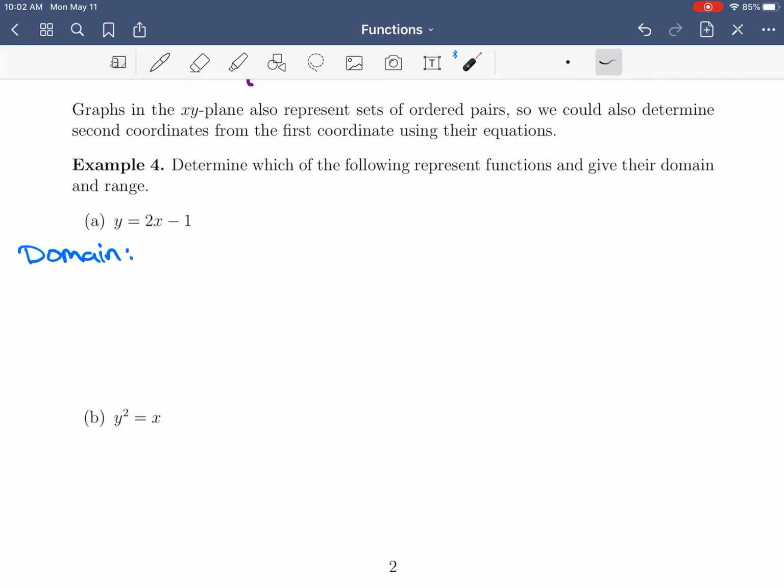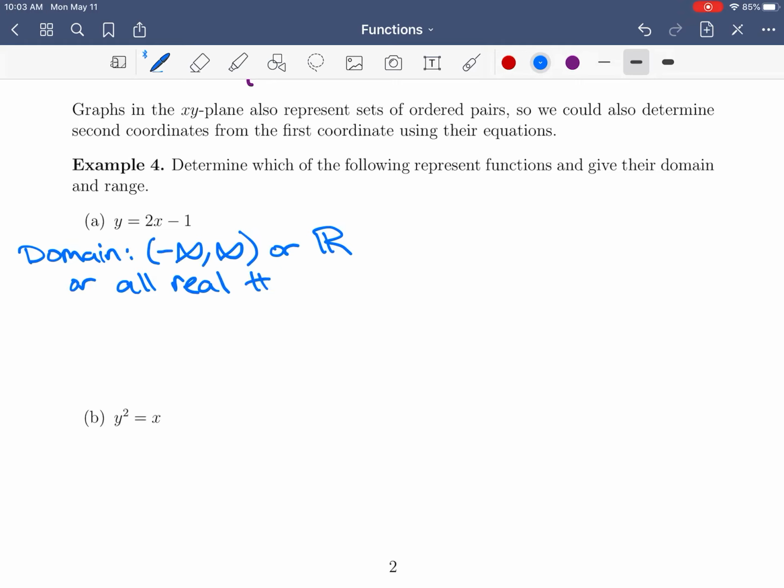Well, if I take any number for x and I multiply by 2, that's fine. I'm just going to get some other number. And then I take that and subtract 1, still some other number. So the domain, if we use interval notation, is going to be negative infinity to infinity. So any real number is going to work. Another way we might write this is with a boldface R, or you might say all real numbers are the domain. Any of those are fine.